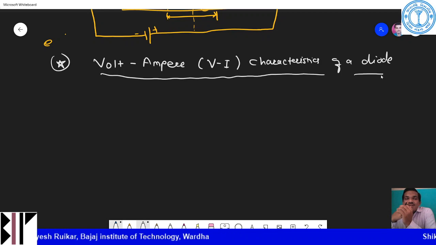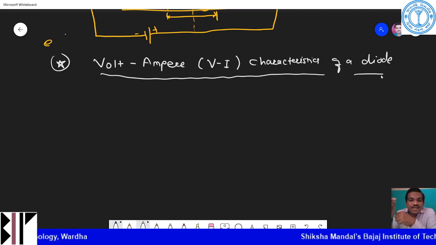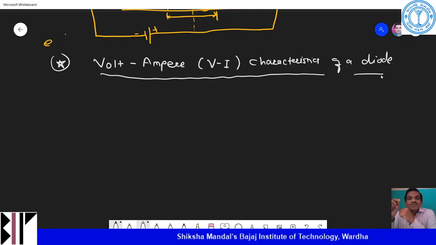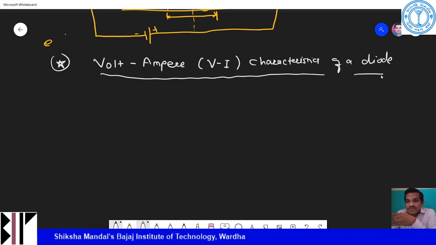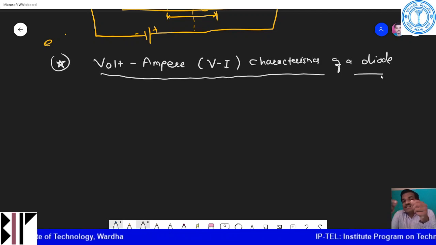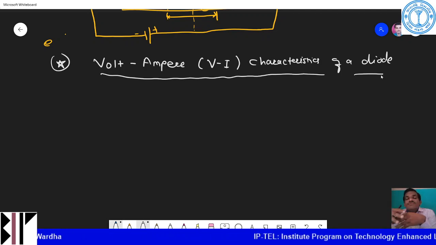So we can judge that the response of the diode depends on the volt ampere characteristics, and it is also commonly called VI characteristics. If you see the VI characteristics, we have the forward bias diode, and we have seen the reverse bias diode. So the VI characteristics comprise the forward bias characteristics and the reverse bias characteristics.